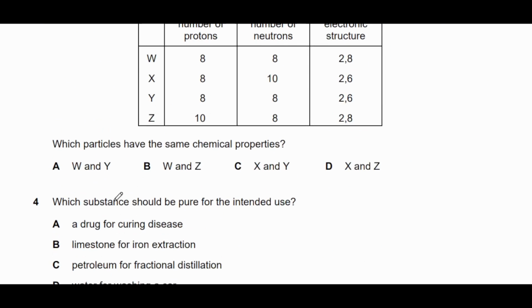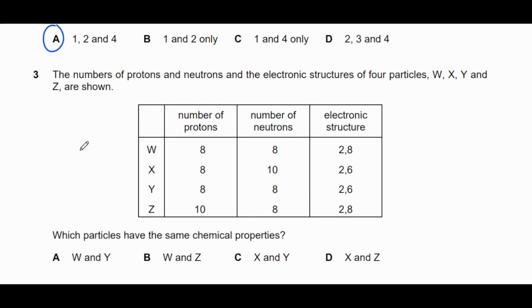Okay, question 3. The numbers of protons and neutrons and the electronic structure of 4 particles are shown. Right, which particles have the same chemical properties? So, firstly, for same chemical properties, obviously the element has to be the same. So what determines the element is protons, right? So therefore Z is incorrect because two of them must have the same proton number. Okay, so Z is out of the equation.